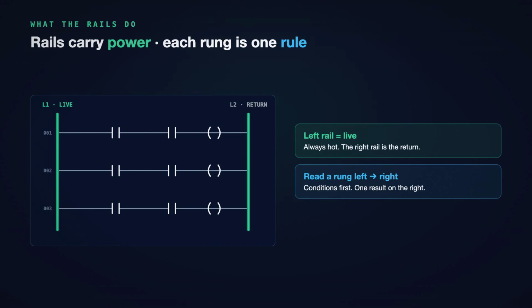Between them, each rung is one rule of logic. You read a rung left to right, like a short sentence. Conditions come first on the left. One result sits on the right. And here is the key. Power only crosses a rung when the left-hand conditions allow it. Block the path, and nothing happens. Clear the path, and the result switches on.